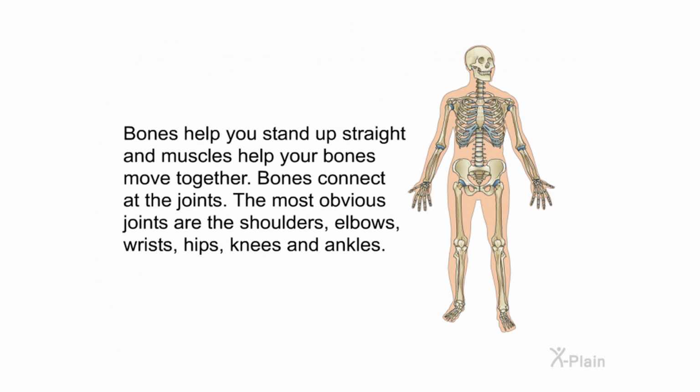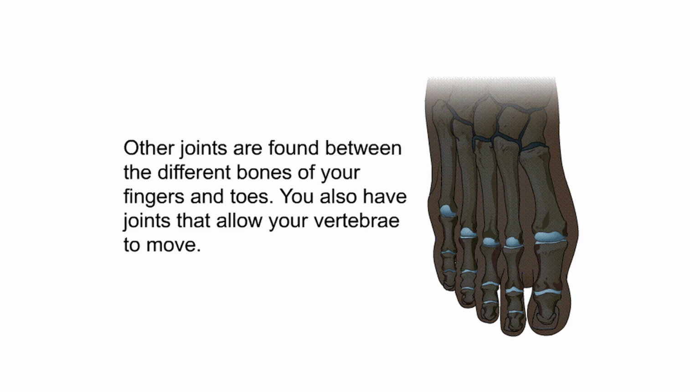Bones help you stand up straight, and muscles help your bones move together. Bones connect at the joints. The most obvious joints are the shoulders, elbows, wrists, hips, knees, and ankles. Other joints are found between the different bones of your fingers and toes. You also have joints that allow your vertebrae to move.